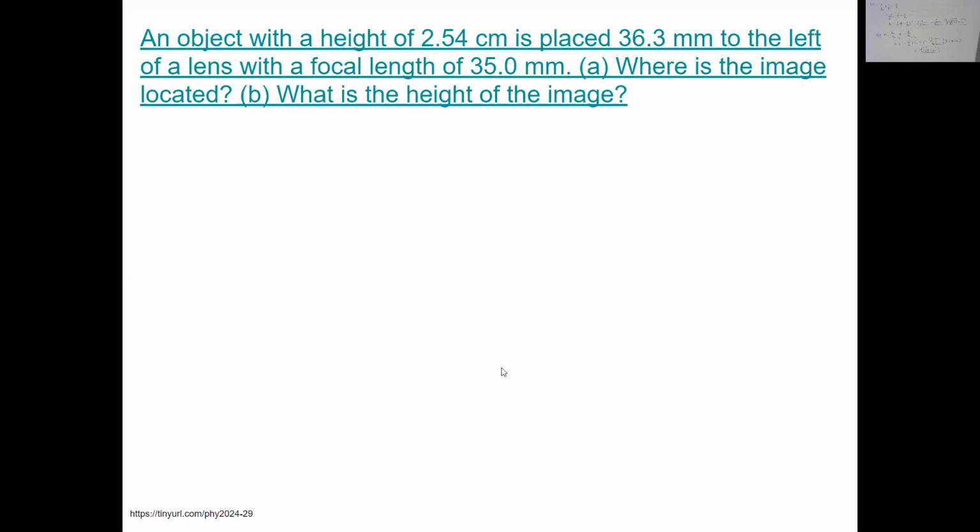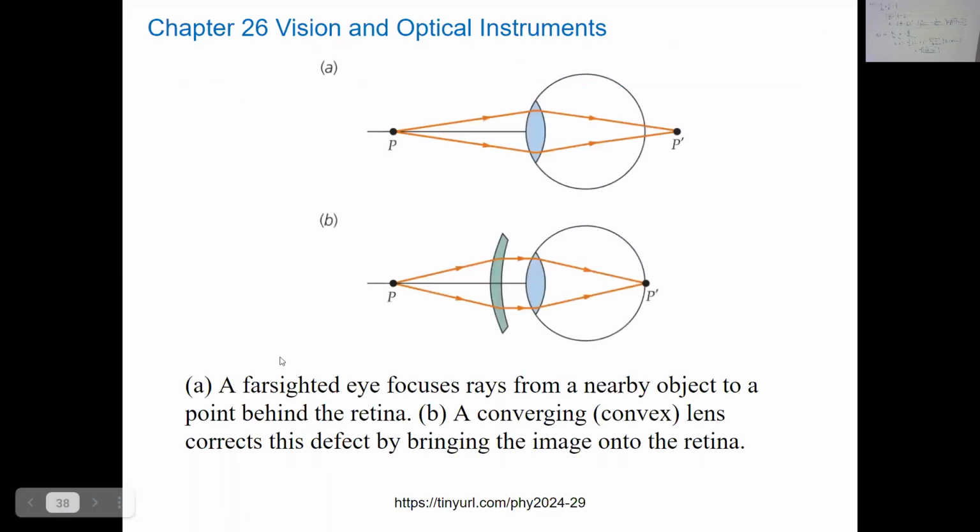All right, so if you are clear, we'll then take a quick look at chapter 26, vision and optical instruments, okay? So the fact that we can see things is due to our eye here, this is like a piece of the lens over here. So when we see an object, the rays from that object get converged by our lens here, and then we'll form an image at the back of the eyeball, on the retina.